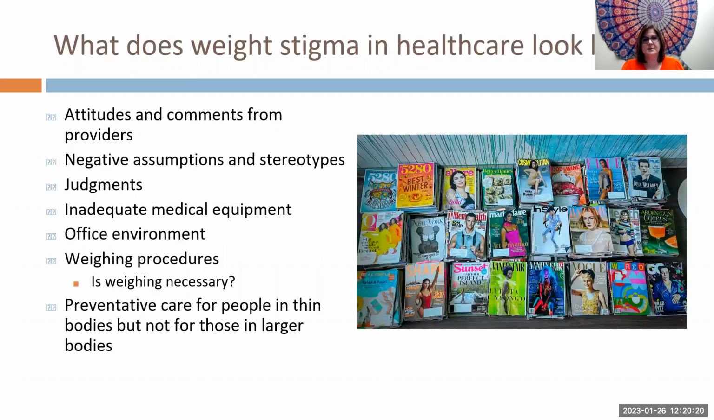So let's talk a little bit more about what this weight stigma in healthcare looks like. It's attitudes and comments from providers. It could even be facial expressions like eye rolls. There are some published reports that providers have said that they do feel like they don't want to touch or engage with someone who's living with obesity. Negative assumptions and stereotypes, like immediately looking at a person in a larger body and automatically assuming that they don't work out, that they don't eat fruits and vegetables. Other judgments that are weight related.